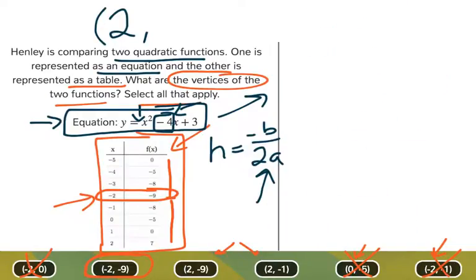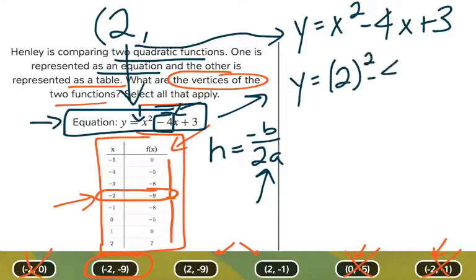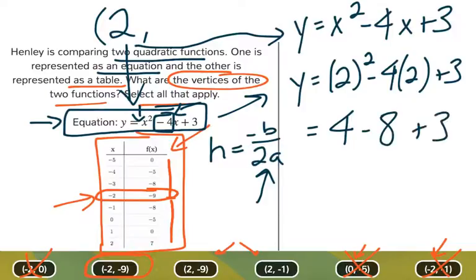The last step here is just to plug in my h value into the original function. So let me write out the function. y equals x squared minus 4x plus 3. I'm going to plug that h, which is 2, into x, and that will give me the y value of the vertex. Okay, let's go ahead and finish that. y equals 2 squared minus 4 times 2 plus 3. Solve that out. 2 squared is 4. Minus 4 times 2 is 8, plus 3. That gives me -4 plus 3, which is -1. So the y value at the vertex is -1.